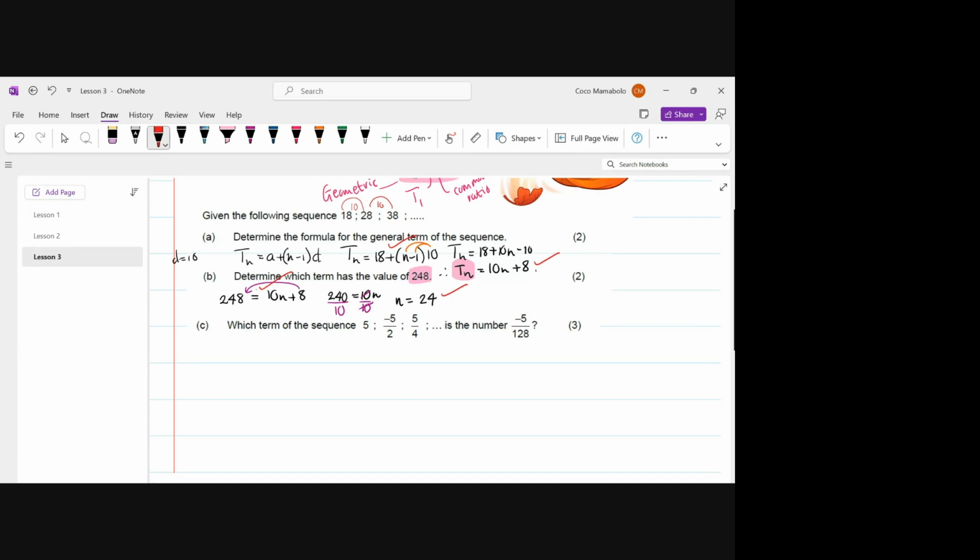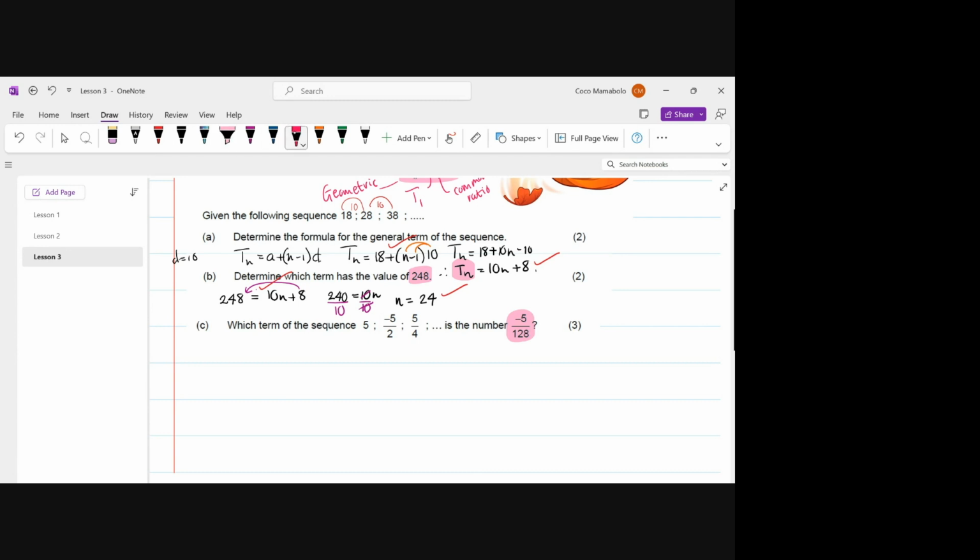All right. Okay, in this last question, it says, which term of the sequence 5, -5 over 2, 5 over 4 is the number -5 over 128? Now, this is a really tough question. I'll give you that. But first thing we need to do, as always, is establish whether it's an arithmetic or a geometric sequence.